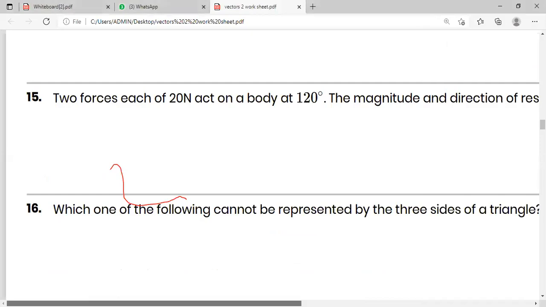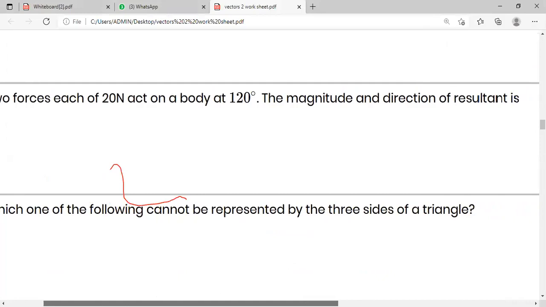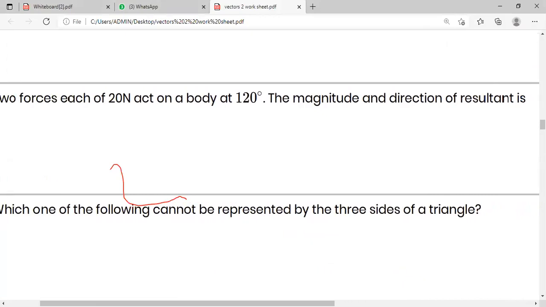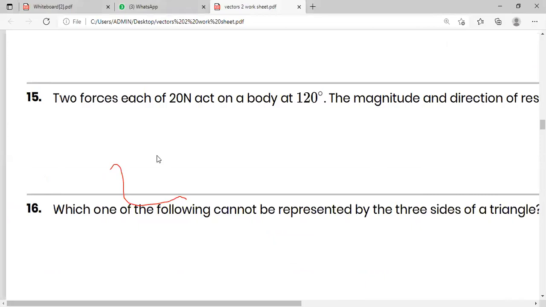Two forces, each of 20 Newton, act on a body at 120 degrees. Find the magnitude and direction of the resultant. Two forces are taken, both having the same magnitude, 20 Newton, and both at an angle of 120 degrees. I will draw the diagram for the given one. If this is one vector and this is the other vector, what is the angle between the two vectors here? 120 degrees is given.